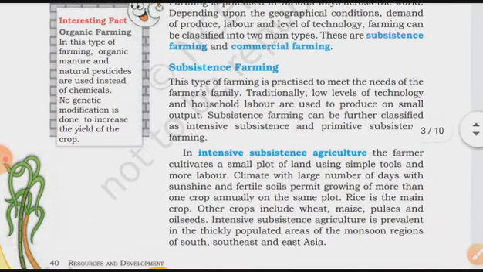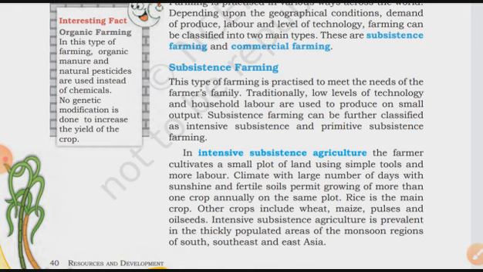What is it? This type of farming is mainly practiced to meet the needs of the farmer's family. Subsistence farming means that whatever farming is being done is only to fulfill the needs of the farmer's family. Traditionally, low levels of technology and household labor are used to produce small outputs.